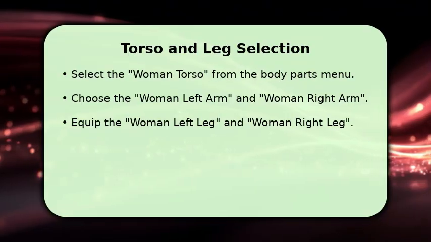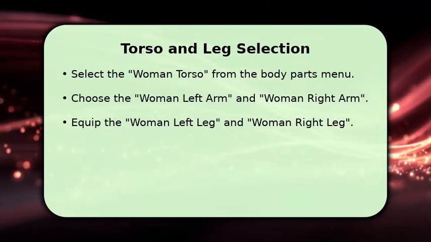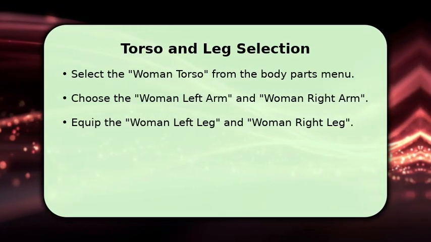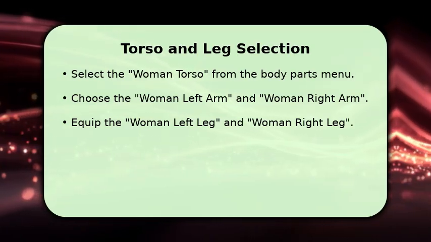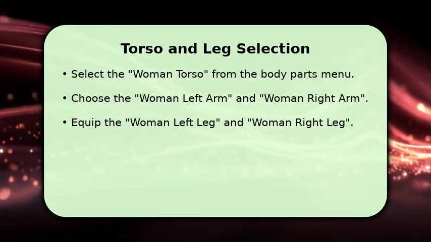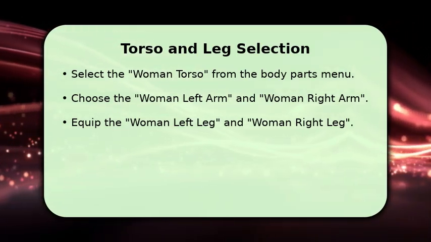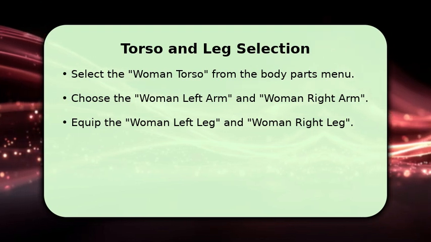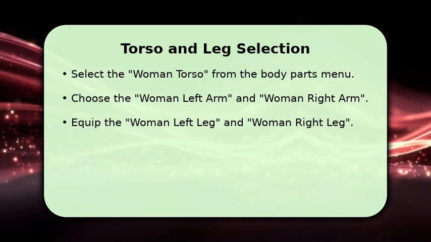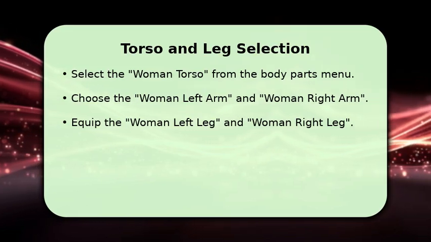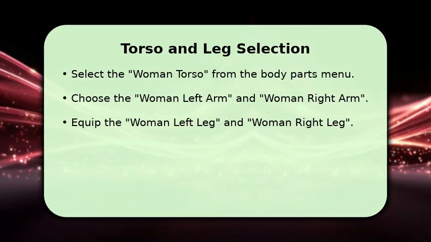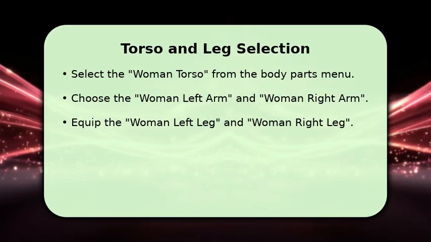Moving on to the body, select the woman torso from the available options. This provides the correct body shape. Next, choose both the woman left arm and the woman right arm to complete the upper body. Finally, equip the woman left leg and the woman right leg. All these body parts are standard and free, ensuring an authentic Bacon Girl appearance without any cost.